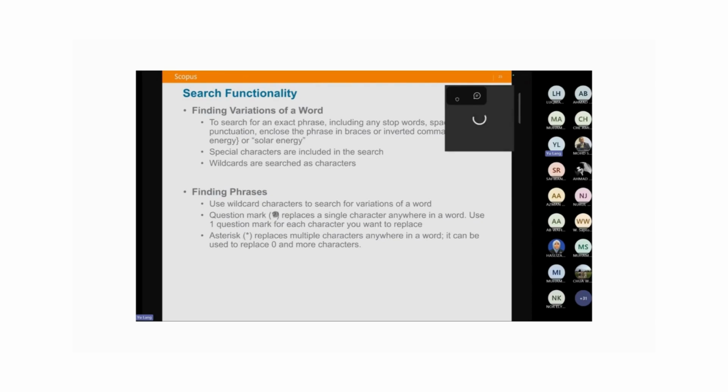You use the question mark to replace a single character anywhere in the word. The question mark replaces only one character. The asterisk replaces multiple characters anywhere in a word, from 0 to more characters: 0 characters, 1 character, 2 characters, and more.